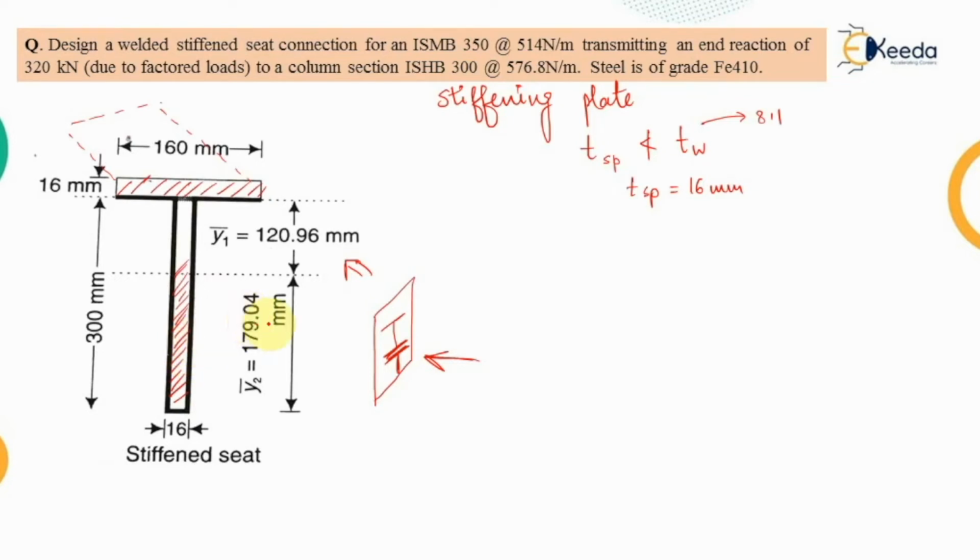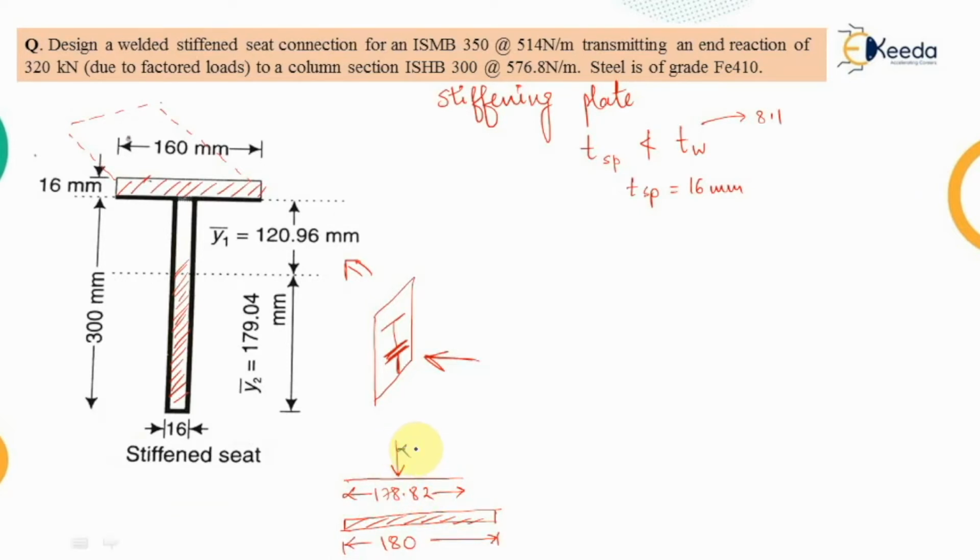Now we need to calculate the end reaction. So this was the length which was required for the bearing action, that was 178.82 millimeter. Now the reaction, whenever we are designing this stiffened seated connection, acts at the center of this bearing length, while the plate that we have provided is of 180 millimeter length. That is the actual seat plate that we have provided, while the required length was 178.82.